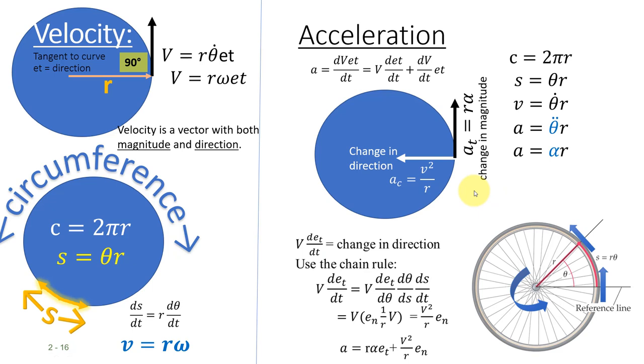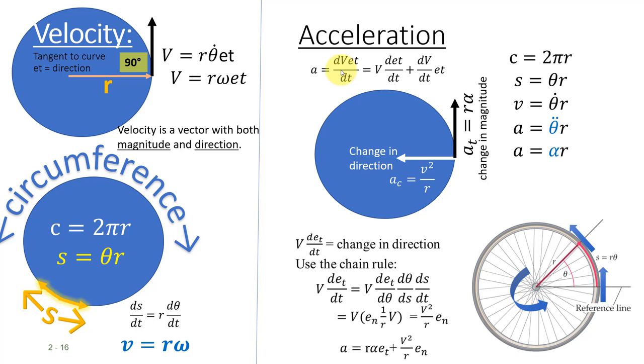A couple of different things for acceleration. So we went through velocity for rotational motion. Now let's look at acceleration for rotational motion. And usually acceleration, you think of dv/dt. It's more than dv/dt. So velocity is a vector. It has two things. It has both magnitude and direction. Speed just has magnitude. Velocity has magnitude and direction.